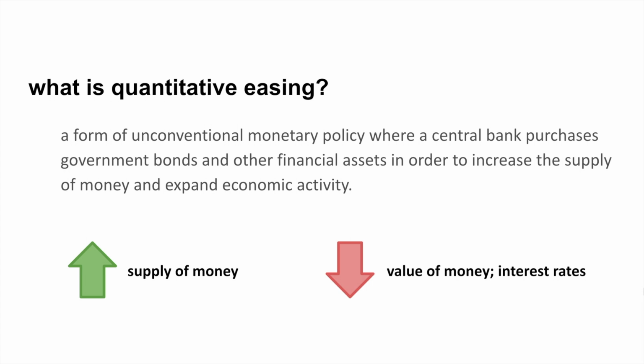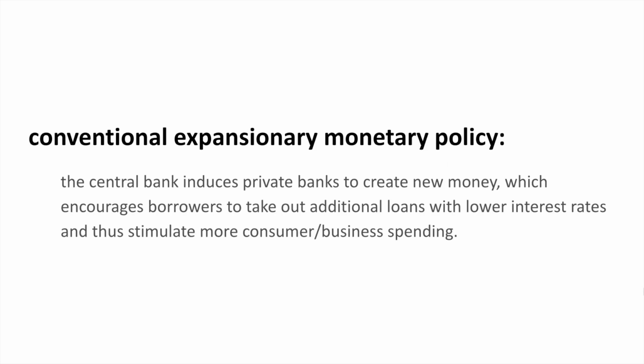You could think of it as though the central banks are creating money out of thin air, usually when the country is in recession, with the goal of stimulating the economy. This is different from conventional expansionary monetary policy, where the central bank tries to induce private banks to create new money, which encourages borrowers to take out additional loans with lower interest rates and thus stimulate more consumer and business spending. Thus, with quantitative easing, the central bank is doing what private banks do every day, creating new money by advancing credit and/or taking over loans from other lenders, namely the institutions or investors which already own them.